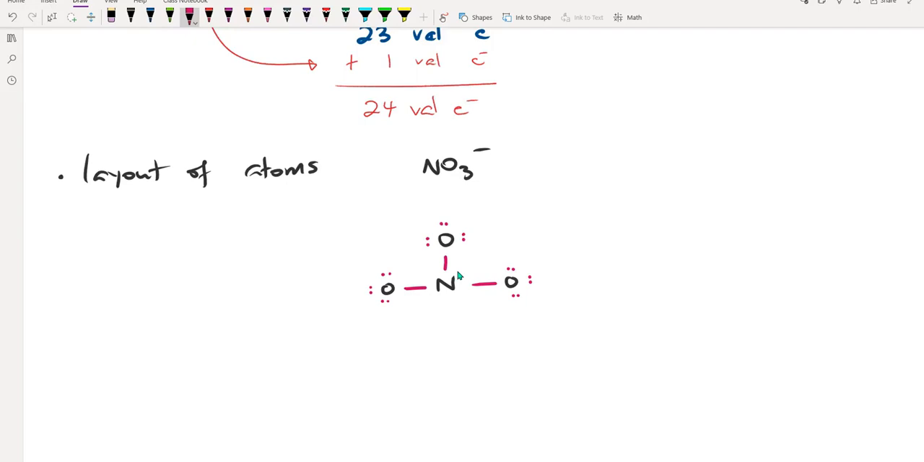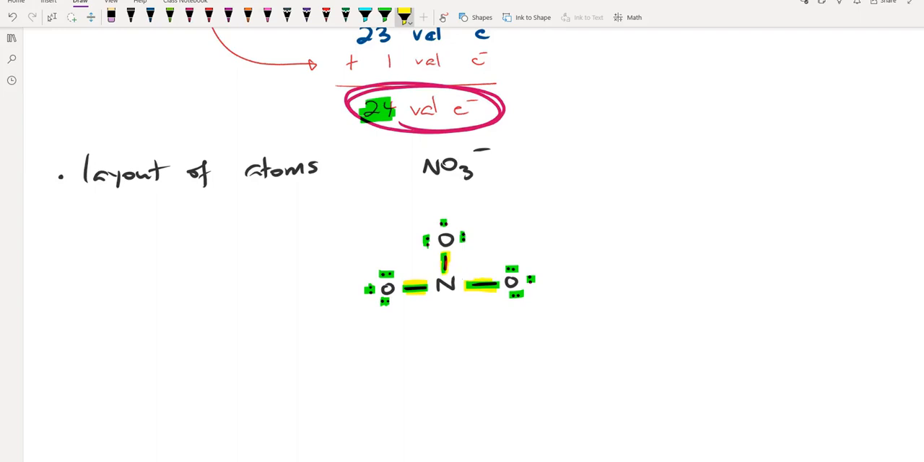Then we need to consider the central one, which is the nitrogen. Before we do that, though, we want to make sure that we haven't gone over the 24 valence electrons. So when we count, we have 2, 4, 6, 8, 10, 12, 14, 16, 18, 20, 22, 24. So those are our 24 electrons. We cannot add any more electrons to this structure. We've already reached our limit. The oxygens are good. They have their octet. The nitrogen in the middle, right now, only has 2, 4, 6, so it needs 2 more.